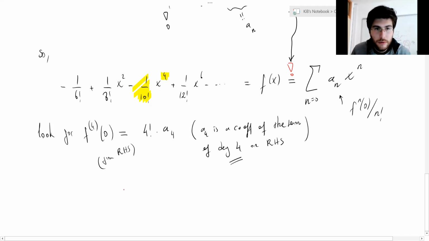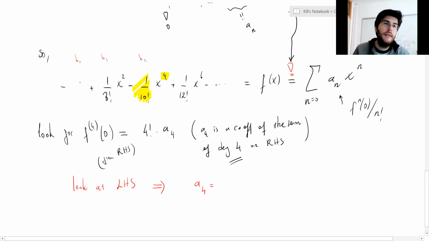So look at the left-hand side. It tells you that a4 is equal to, remember, this is just b0, this is just b1, this is just really, okay, anyway. So b4 exactly corresponds to b2 because these are exactly the coefficients of the term of degree 4. Right? And we are done.